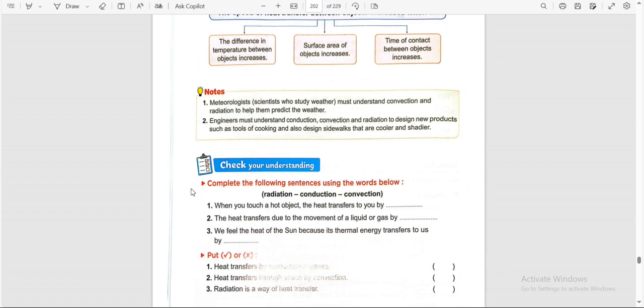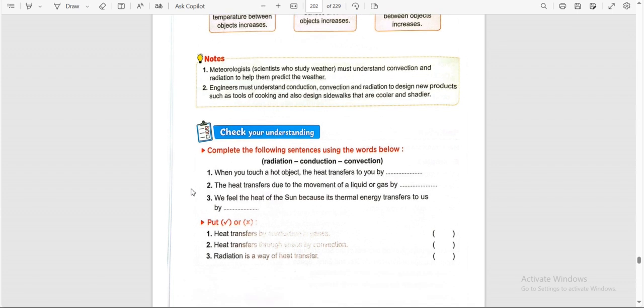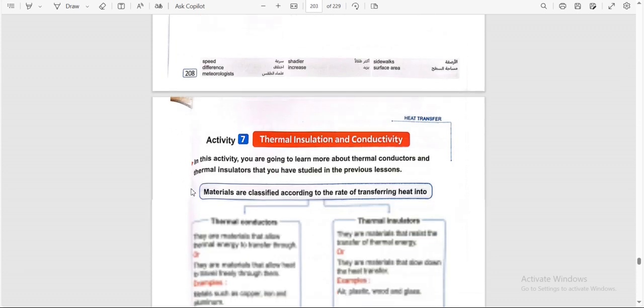A few pieces of information about heat: the scientists that study the weather, which are called meteorologists, need to understand convection and radiation to help them predict the weather. Another important thing is that engineers must understand conduction, convection, and radiation to design new products such as cooking tools and to design sidewalks that are cooler and shadier. Good.